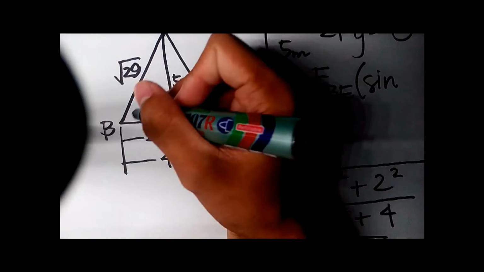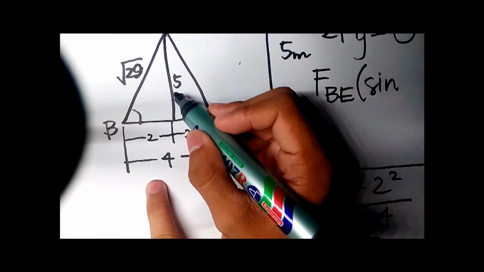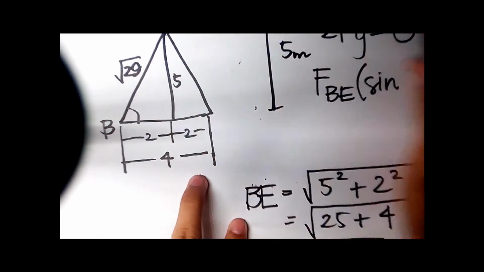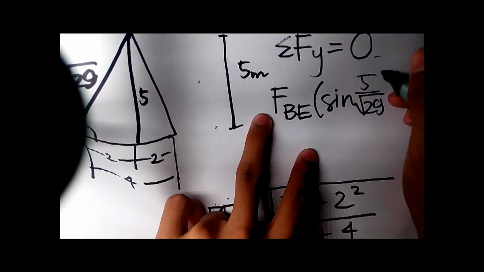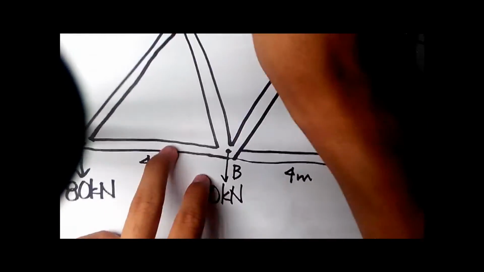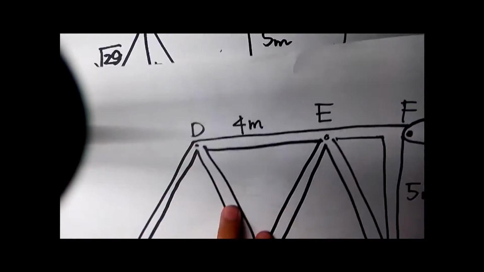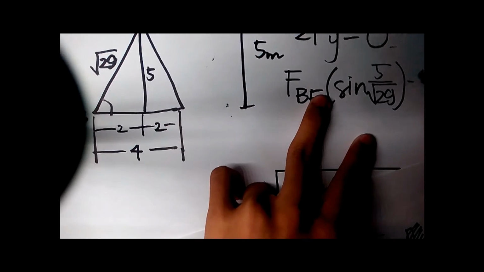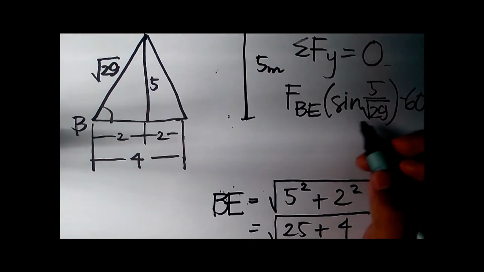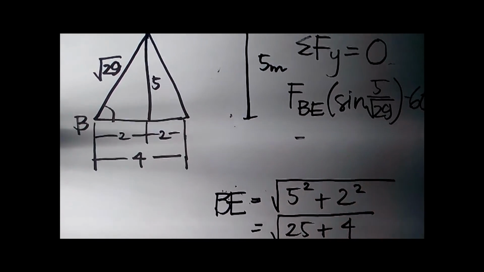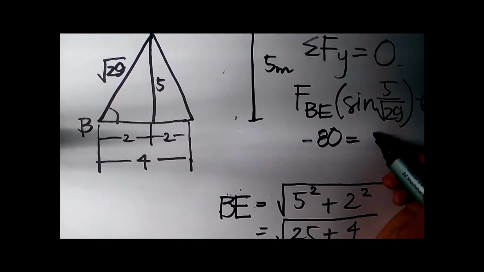So what is the sine of this angle? It is opposite over hypotenuse, which is 5 over square root of 29. Since these two forces are pointing downward, let us subtract. Minus 60, minus 80 is equal to 0.